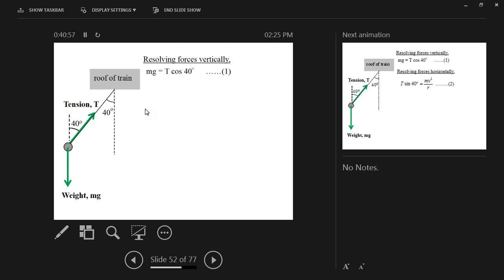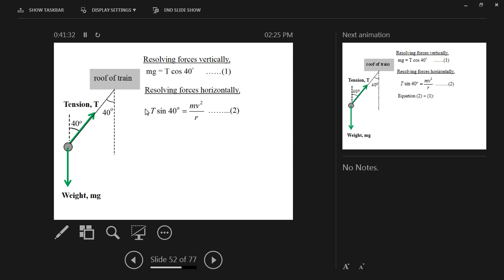What about horizontally? Is it in equilibrium? No, horizontally it is going round in a circle, right? So horizontally there must be a resultant force. In fact, if you take a look at the diagram, there is only one horizontal force, which is the component of T. So this is T sine 40. What does T sine 40 do? It actually provides the centripetal force that is required to change the direction of the pendulum bob so that it can go in a circular motion.